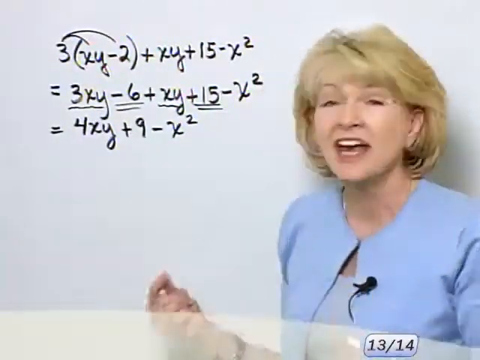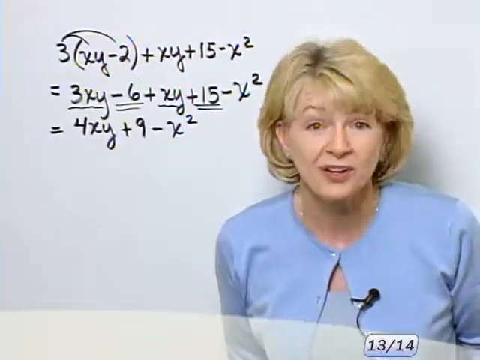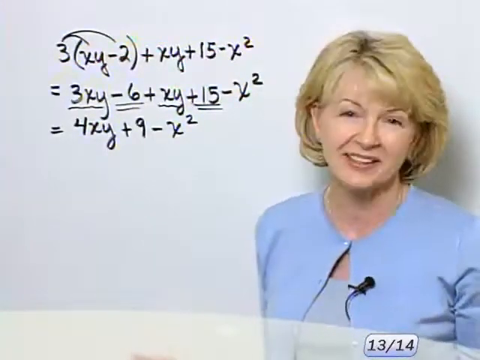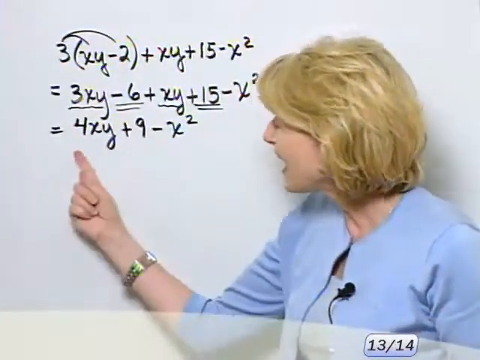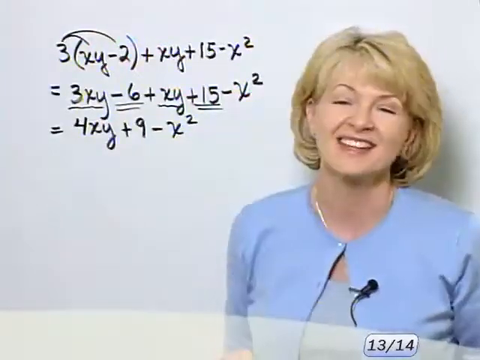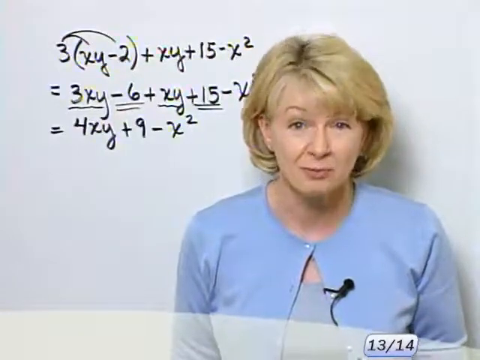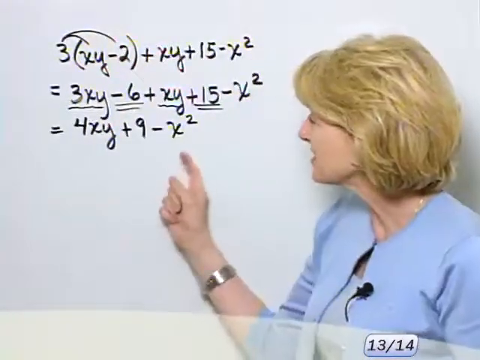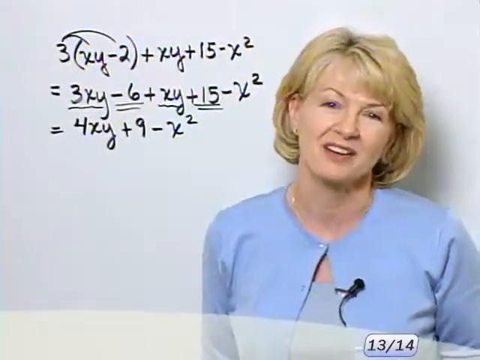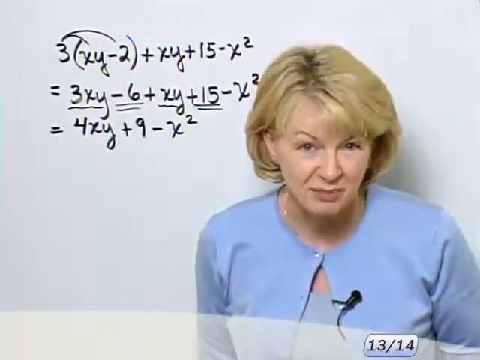By the way, you can rearrange the order of these terms. That's perfectly okay. If you have 9 plus 4xy minus x squared, that's perfectly okay. Remember, addition is commutative. So I'm not making a statement about the order of the terms here. I'm just saying this is simplified. Let's try that one more time.